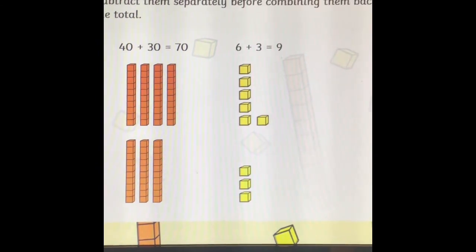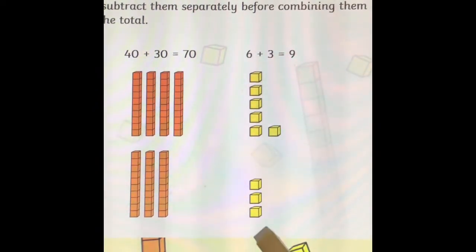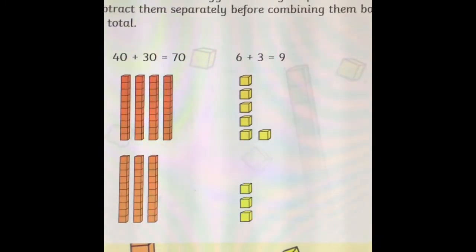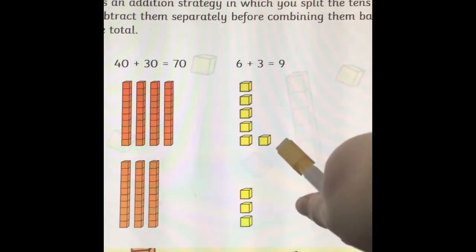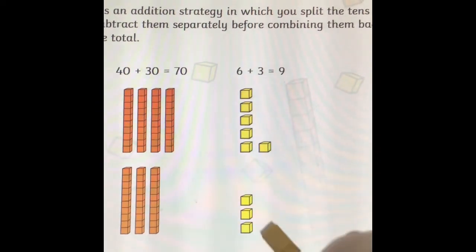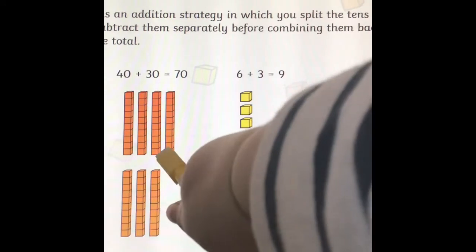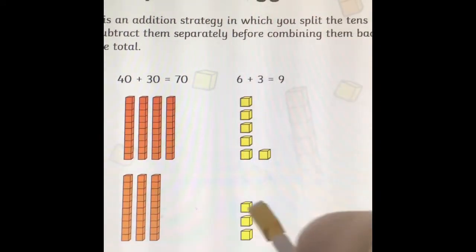We're now going to add the ones together. So in the first number, we had 6 ones. 1, 2, 3, 4, 5, 6. And in the second number, we had 3 ones. 1, 2, 3. And you should be able to add the 6 to the 3. Can you do that with me? 1, 2, 3, 4, 5, 6, 7, 8, 9. So we've got 9 ones altogether. So how many tens were there? 7. How many ones? 9.